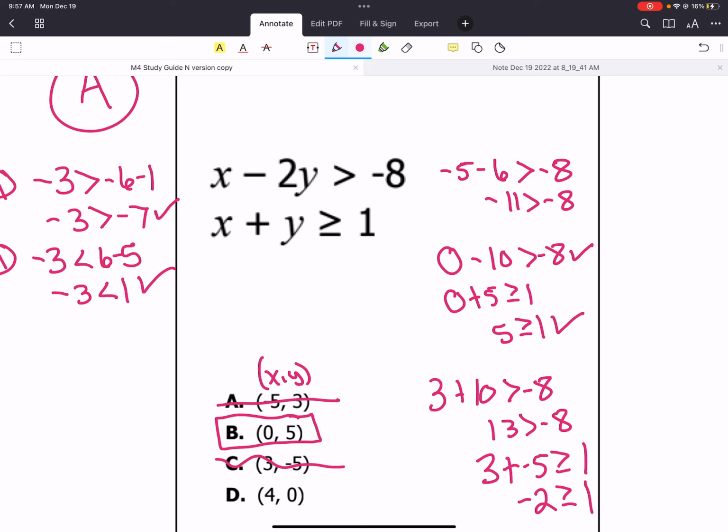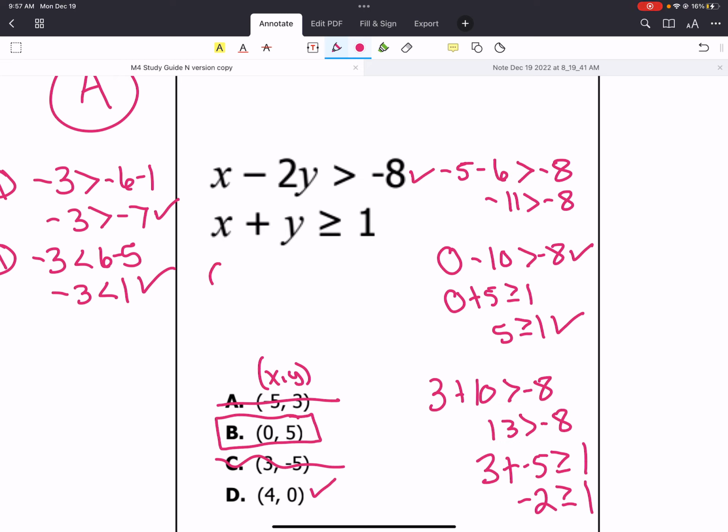And then for D, let's see, 4 minus 0, is that greater than -8? Yes. And then 0 plus 4, is that greater than 1? It is, which makes me think I may have made a mistake. So let me go back and check B, because right now it looks like B and D would both be right. So let's go back and double check B.